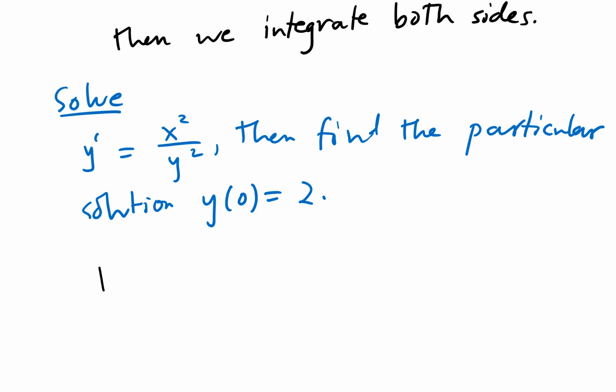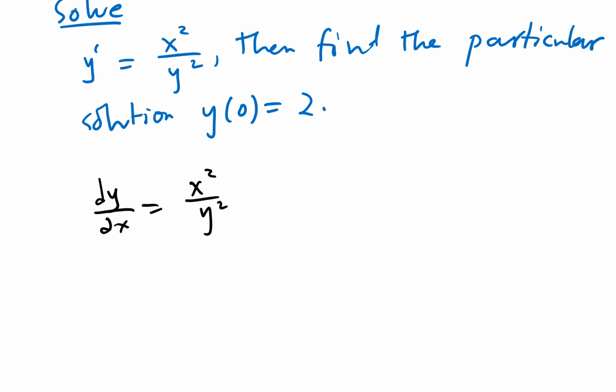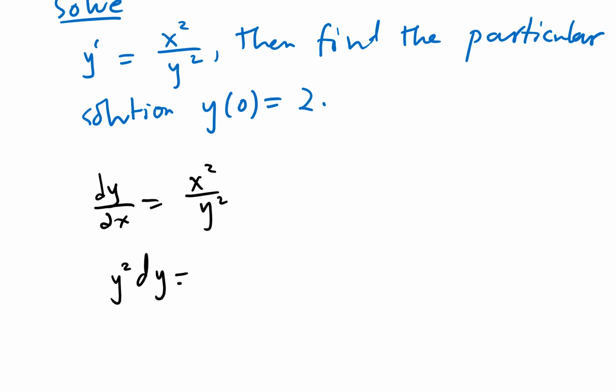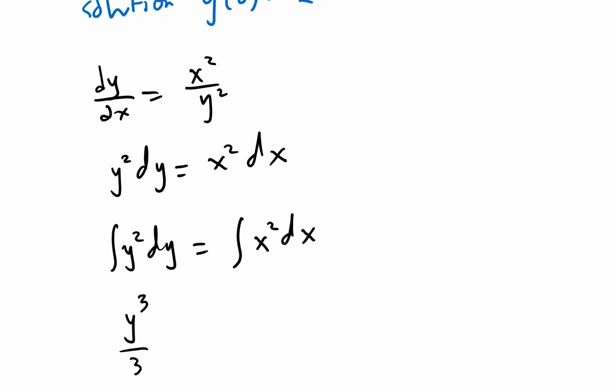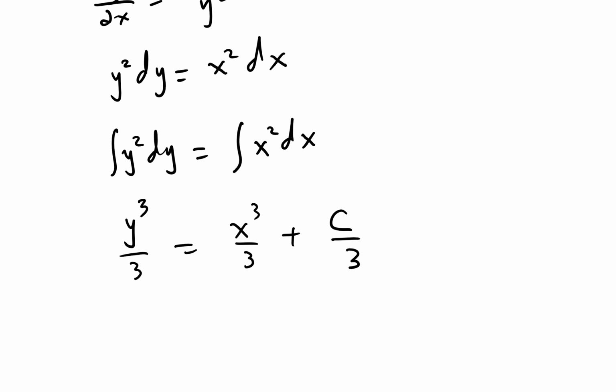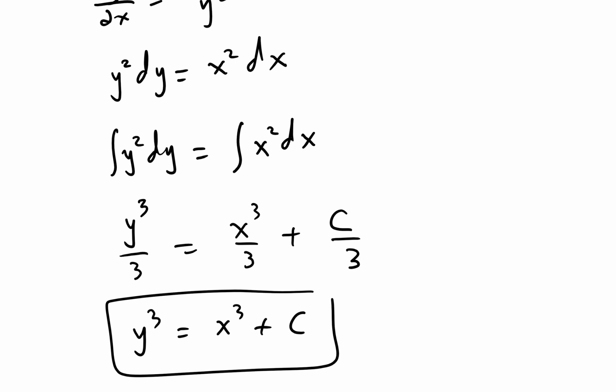So here we rewrite y prime as dy/dx equals x squared over y squared. Then we separate: y squared dy equals x squared dx. Integrate both sides. Look how easy this stuff is. We get y to the third over 3 equals x to the third over 3 plus c. And if you like, for fun, put the 3 there, it's fine. And then from there we can solve for y. First multiply everything by 3, and you can leave it here, or you can take the cubic root.